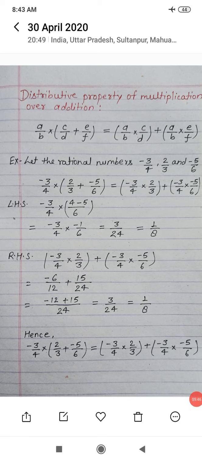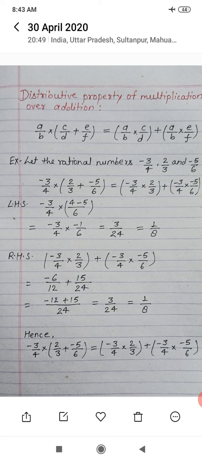Distributive property of multiplication over addition. For any three rational numbers a/b, c/d and e/f, we have a/b × (c/d + e/f) = a/b × c/d + a/b × e/f.